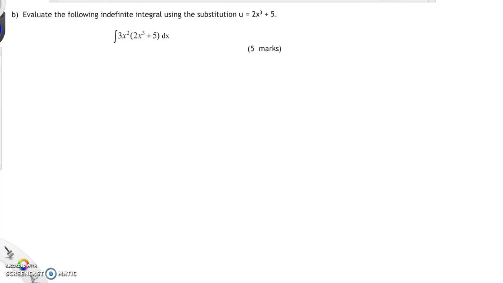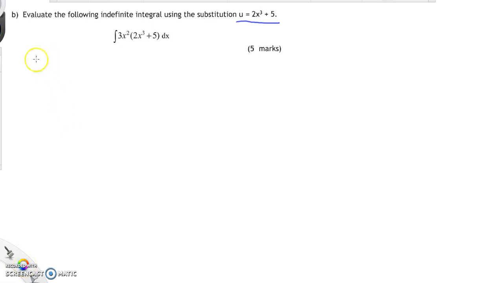Now we're gonna look at question 3 part B. Evaluate the following indefinite integral using the substitution u equals 2x cubed plus 5. Right, so there we have a big hint there, right? u equals 2x cubed plus 5. Just gonna change color here.